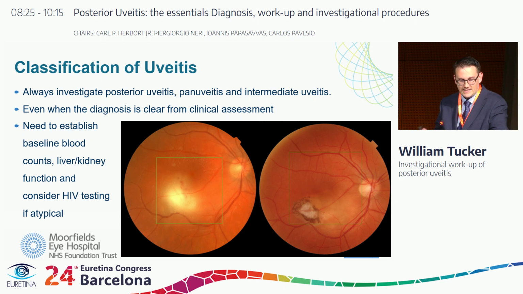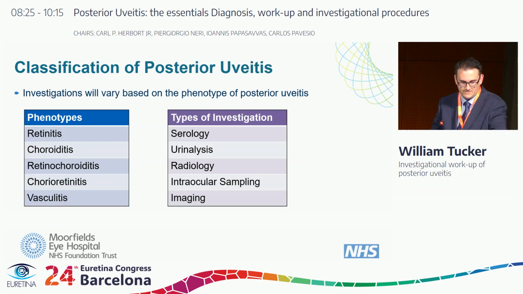So we always investigate posterior uveitis, panuveitis, and intermediate uveitis, and that can include cases where the diagnosis is clear from our clinical assessment. This is the case of toxoplasmosis, which is fairly clear, and some people may say, well, you don't need to investigate, it's toxoplasmosis, but of course, it's worth establishing baseline blood counts, liver and kidney function, prior to giving them potentially toxic treatment, and there may be atypical features that would mean you might want to consider HIV testing. So it's not true that we don't investigate all posterior uveitis, we certainly do.